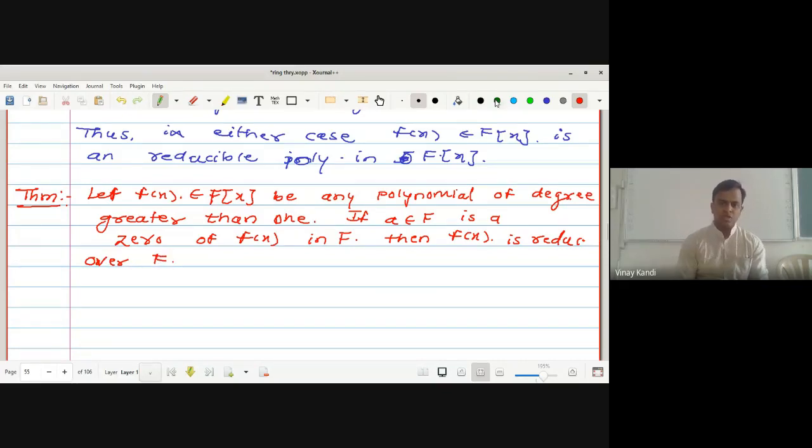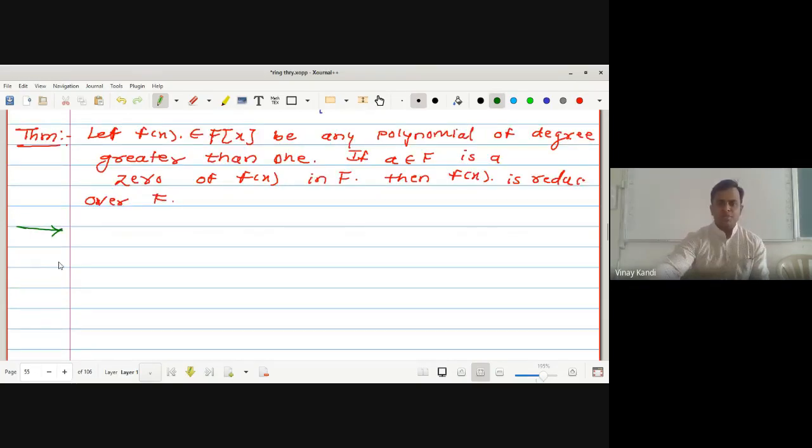This is a short theorem, and the proof is very short. Okay, let f(x) belong to F[x] be any polynomial of degree greater than 1 and a belonging to F has a 0 of f(x) in F, then f(x) is reducible over F. So proof: f(x) and x minus a are polynomials in F[x]. So we have a is the 0 of f(x) in F.